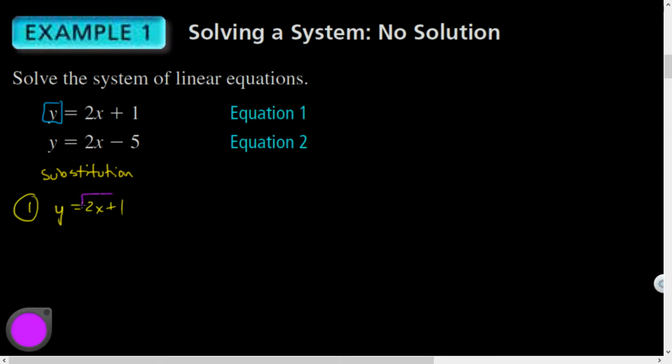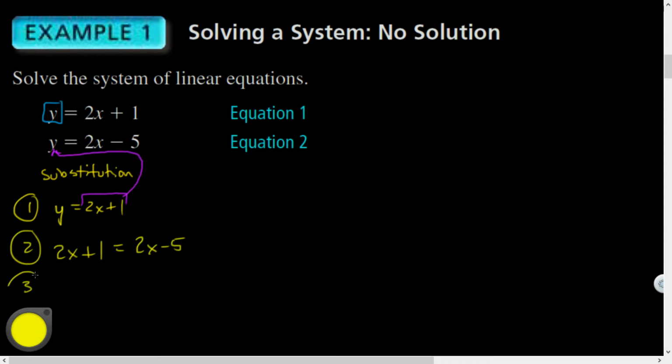So here was the idea for substitution step 2. If 2x plus 1 is really equal to y, that means I could plug it in to the other equation for y and maintain equality. So step 2, let's plug that in for y. I don't need to put parentheses around it because there was no multiplication in front of this y. So I'm just going to write 2x plus 1 equals 2x minus 5.